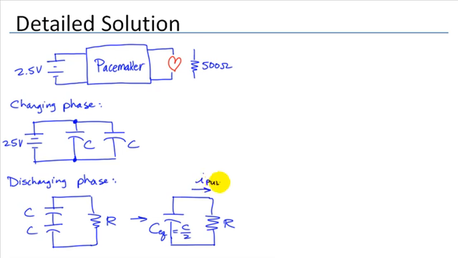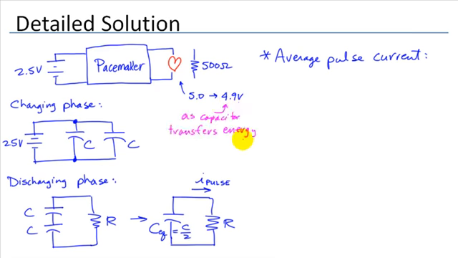Now during the discharge phase, we have a current that flows through the heart, which I will call I sub pulse. And we'd like to figure out the average pulse current, because we do know that the voltage droops from the initial value of 5 to 4.9 at the conclusion of the 1 millisecond pulse period. And again, that decline in voltage is because the capacitor is transferring energy to the heart.